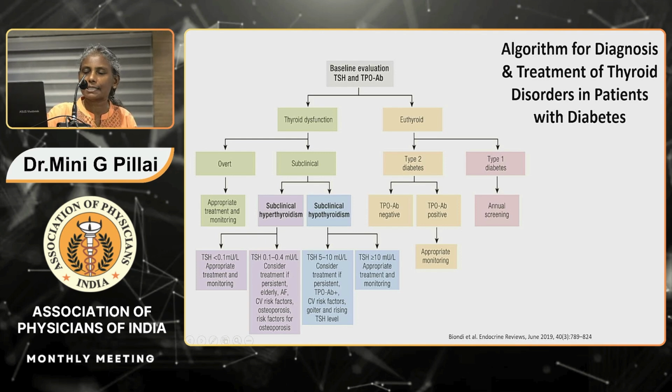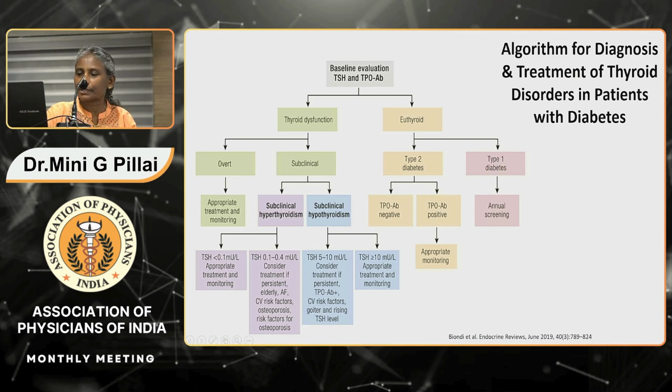When coming to the treatment, for prolonged subclinical toxicosis, we have to do an etiological evaluation and treat, whereas for a very short duration, 6 months or 1 year, we can wait. But prolonged subclinical toxicosis can cause loss of bone mass and cardiac morbidity, so we have to look at the etiology and treat. And again, subclinical hypothyroidism, TSH between 5 to 10: consider treatment if persistent TPO antibody positive, cardiovascular risk factors, goiter and rising TSH level.